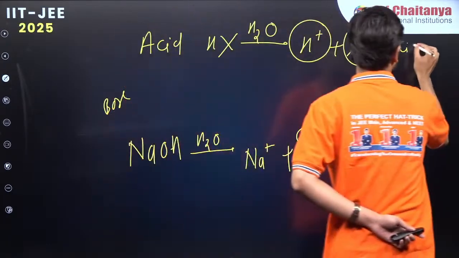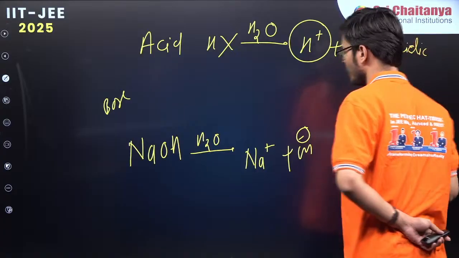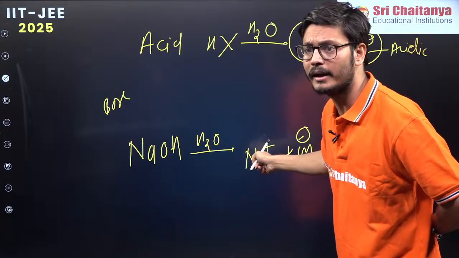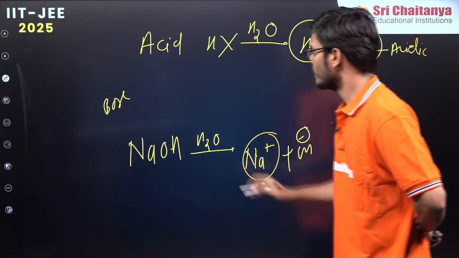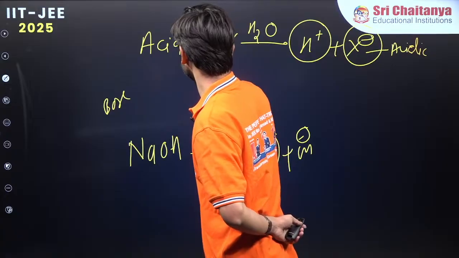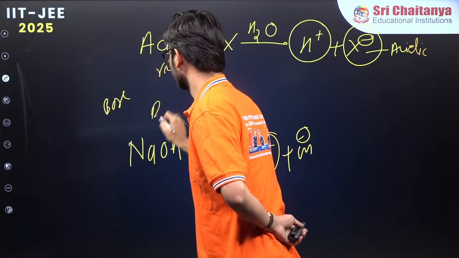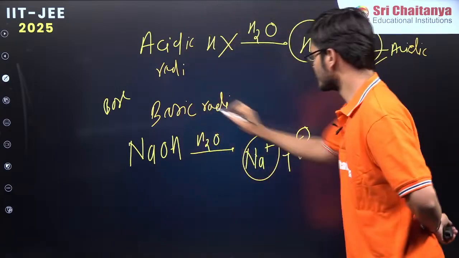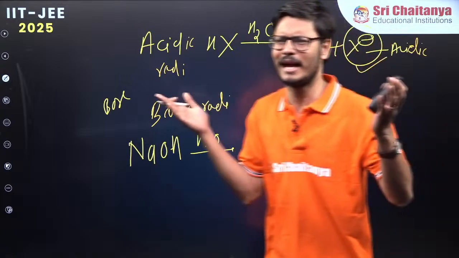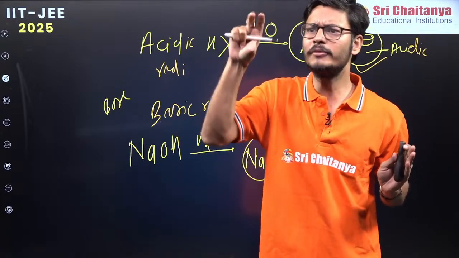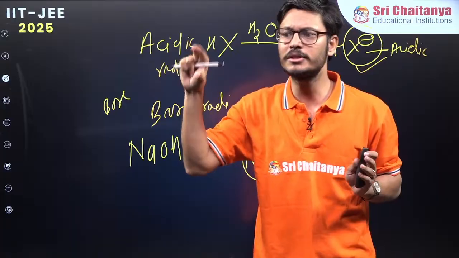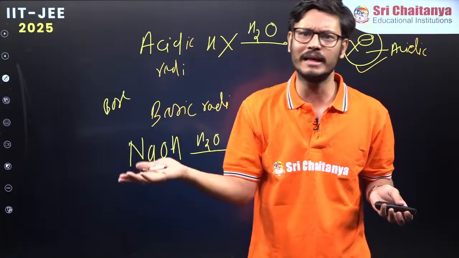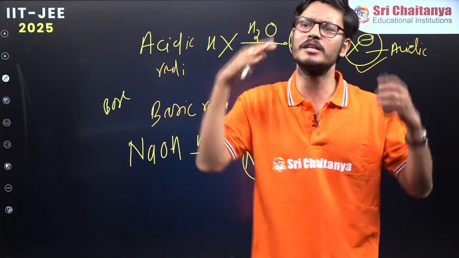Similarly, if we have a base, it will furnish OH minus, and the positive part is left. So this is the acidic radical, and this is the basic radical. Because the acidic radical is an anion, the basic radical will be a cation. Very simple definition. If you remove H plus, whatever is left is the acidic radical. For a base, if you remove OH minus, whatever is left is the basic radical.